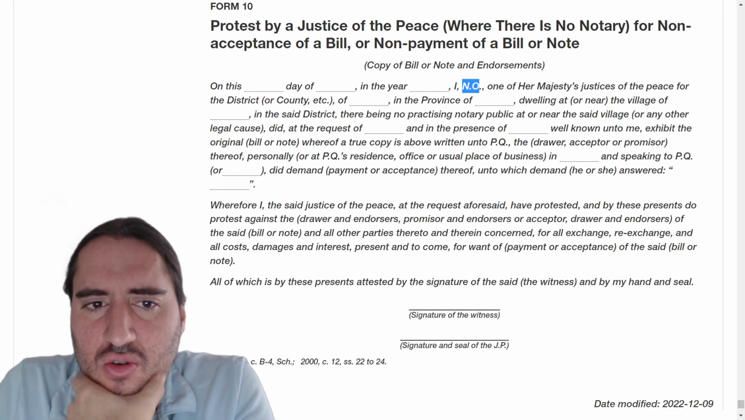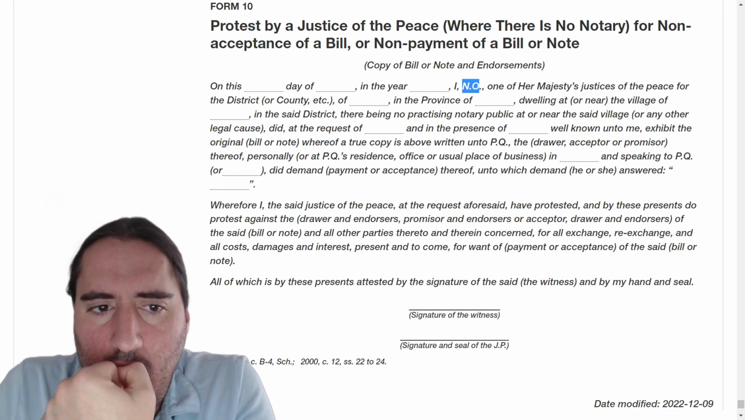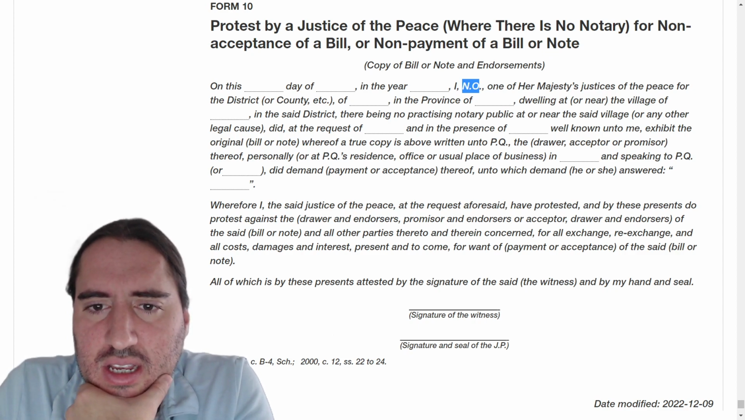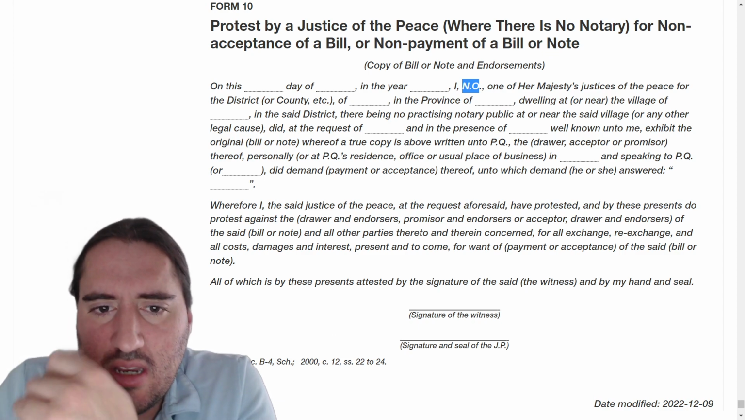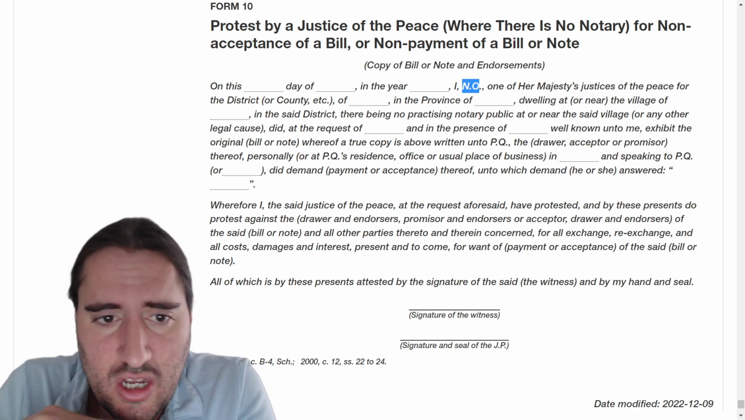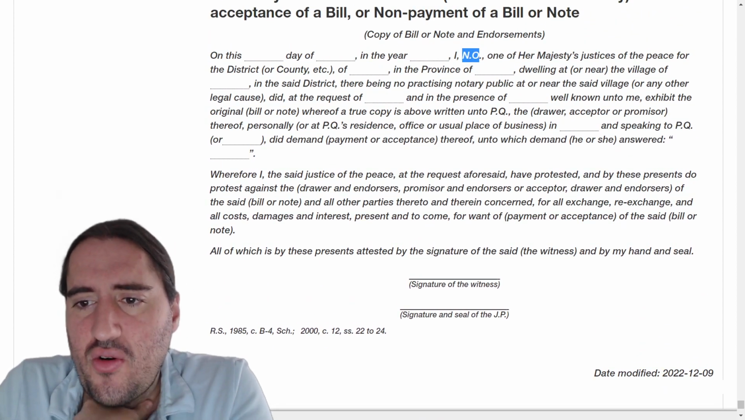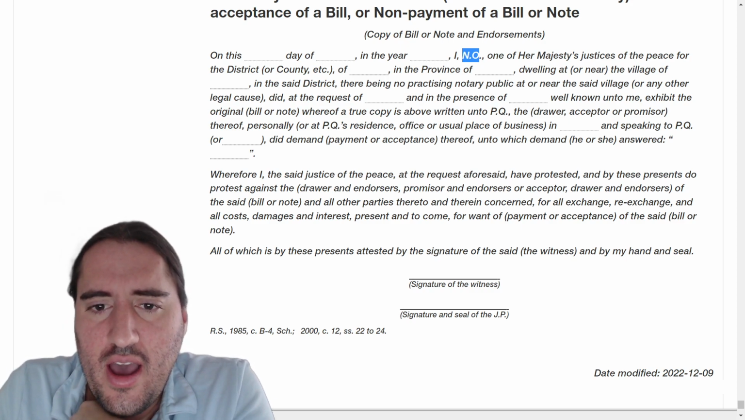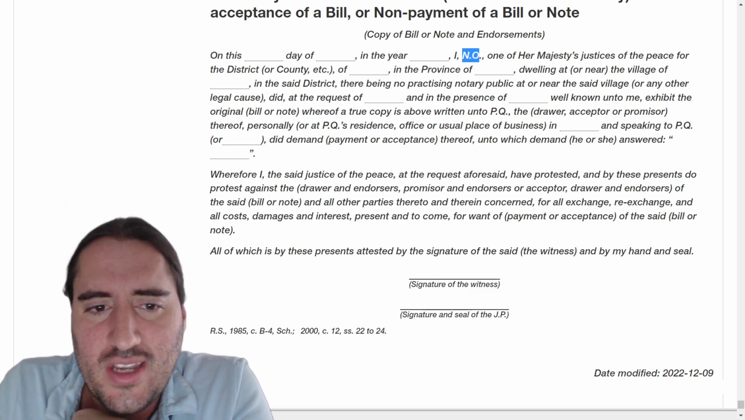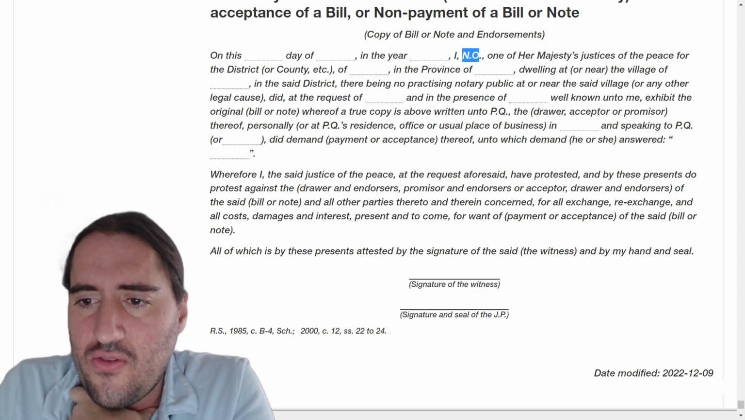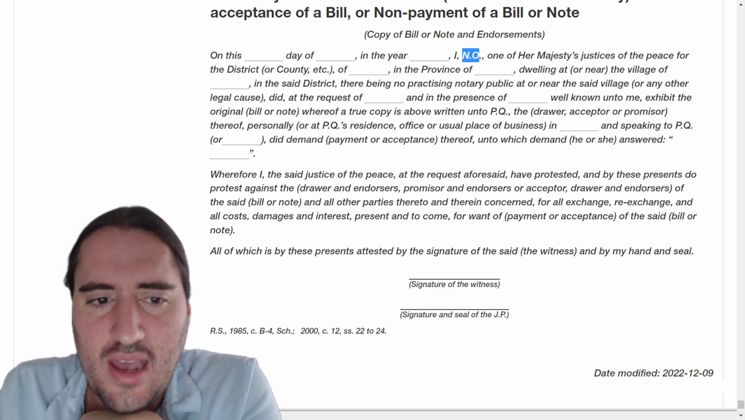known unto me, exhibit the original bill or note whereof a true copy is above written unto PQ, the drawer, acceptor, or promisor thereof, personally or at PQ's residence, office, or usual place of business in wherever, and speaking to PQ, did demand payment or acceptance thereof, unto which demand he or she answered, I am not paying. Wherefore I, the said Justice of the Peace, at the request of the aforesaid, have protested, and by these presents do protest against the drawer and endorsers, promisor and endorsers, or acceptor, drawer and endorsers of the said bill or note, and all other parties thereto and therein concerned, for all exchange, re-exchange, and all costs, damages, and interest, present and to come, for want of payment or acceptance of the said bill or note.